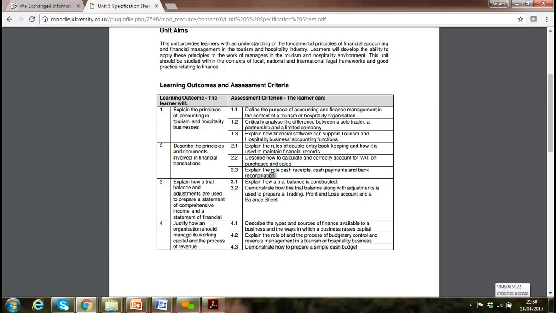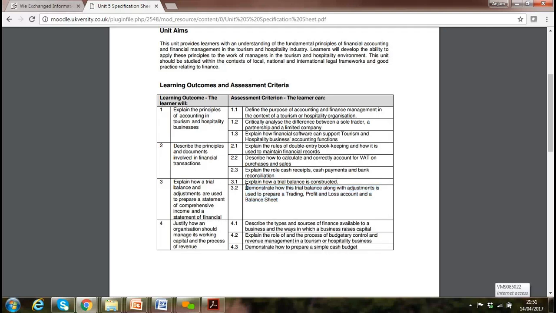Okay. So next, let's explain the role of cash receipt, cash payment, and bank reconciliation. I'll demonstrate and explain the cash receipt and payment, which is the cash budget we discussed. You can include the bank reconciliation. I'll further demonstrate the trial balance and explain how you can prepare it. You can pick any example you discussed in your assignment and explain what is meant by trial balance.